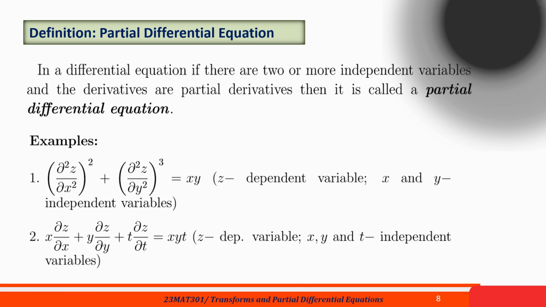You have x as an independent variable and y as another independent variable. So there are two or more independent variables. You can see in the second example there is x, y, t. There are three independent variables. So two or more independent variables should be there, and the next condition is that it should have a partial derivative, like ∂²z/∂x², ∂z/∂x. So the partial derivative is there. Therefore, this is a partial differential equation.